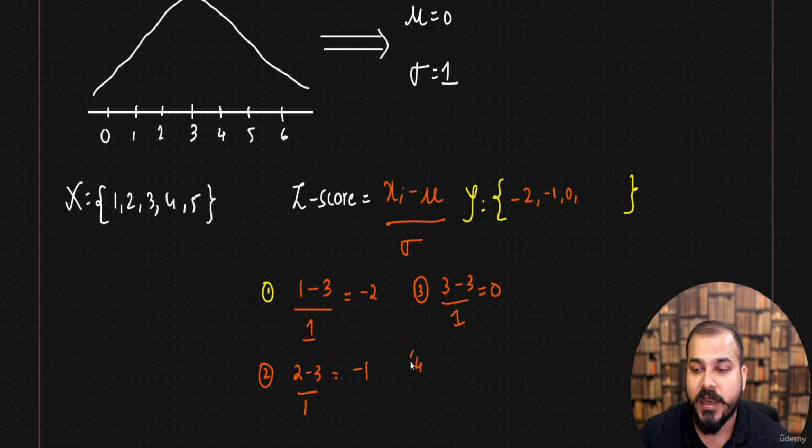Then let's go to the next step over here. In the fourth, what about the fourth element? 4 minus 3 by 1 is nothing but 1. So here I'm going to get 1.